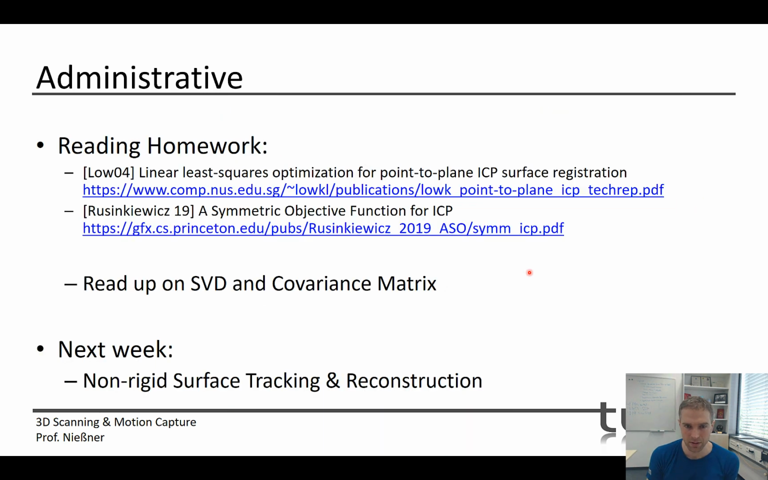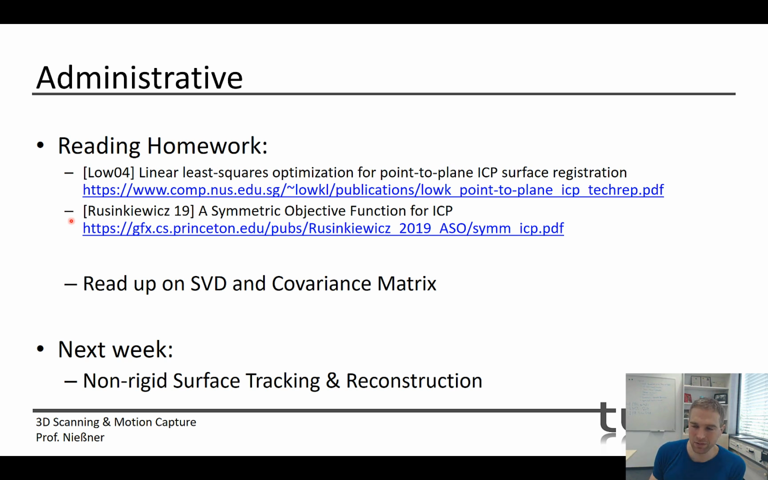A few small administrative things, a couple of things I mentioned already. I have some reading homework as usual. I want you to look at this Low paper. That's the paper with the linearized version of the point-to-plane ICP. I want you to have a look at the Rusinkiewicz paper, the symmetric objective function for the ICP. I'm not saying the symmetric objective function is the way to go, but by reading this paper, you will understand the variations of the point-to-plane ICP a bit better.